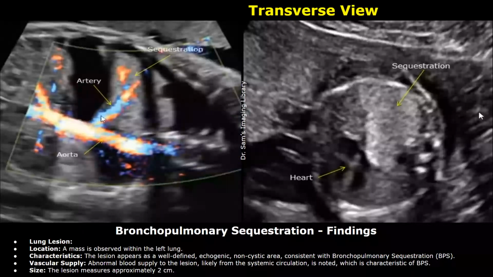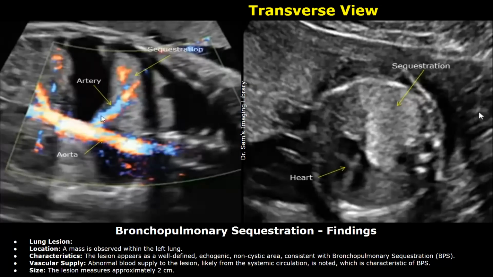This is a case of bronchopulmonary sequestration. Lung lesion. Location: a mass is observed within the left lung. Characteristics: the lesion appears as a well-defined echogenic, non-cystic area consistent with bronchopulmonary sequestration. Vascular supply: abnormal blood supply to the lesion, likely from the systemic circulation, is noted, which is characteristic of BPS.